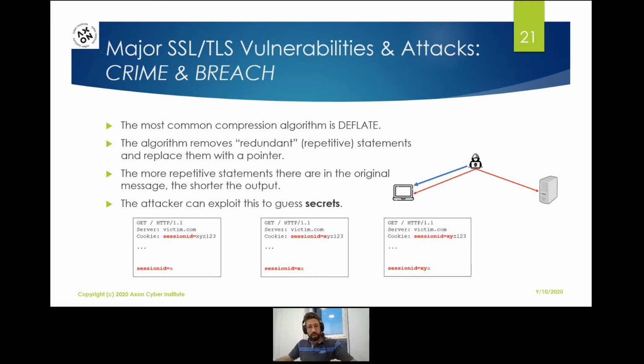The CRIME attack also involves the attacker injecting some JavaScript in the browser. So the attacker has some access to the browser. He needs to cause the browser to send packets through JavaScript or a Java applet. So let's say a hacker now forces the browser to send a packet, and within the payload of the packet there is session ID equals A. Now, A is not part of the original session ID. What is part of the original header is the parameter session ID equals. And since it is a repetition of the same session ID over there, this portion will be eliminated and a pointer will be placed. Thus, the packet size is decreased.